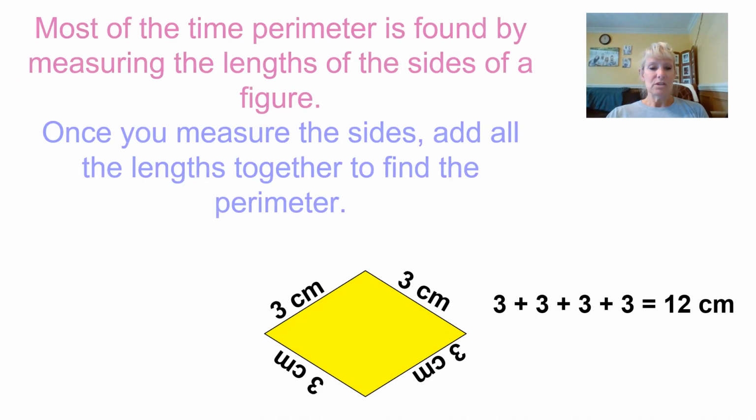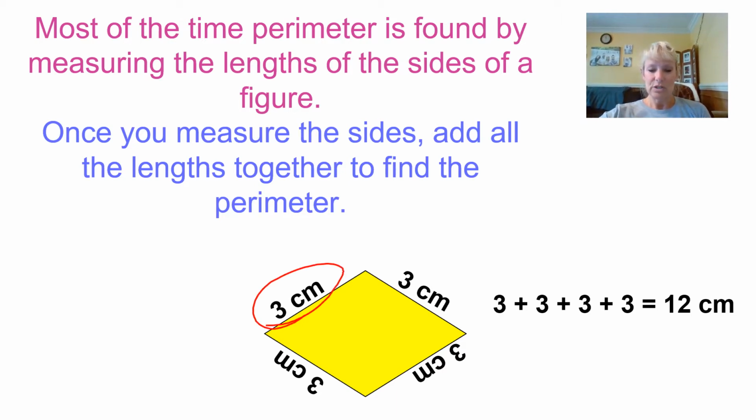All right, so most of the time perimeter is found by measuring the lengths of the sides of the figure. And once you measure all the sides, then you're just adding them up. So notice I have 3 here, I have 3 here, I have 3 here, and I have 3 here.